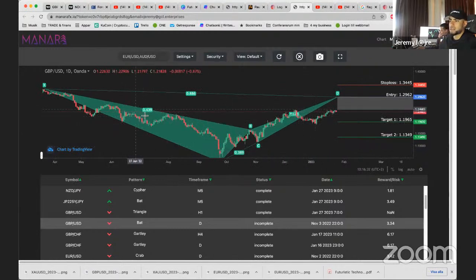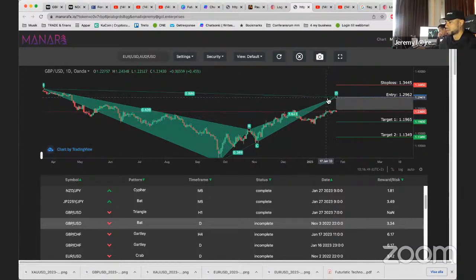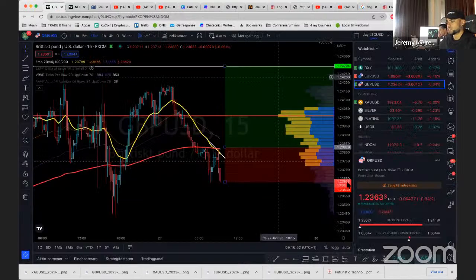And this is for you guys that don't know, this is our harmonic pattern. This is a harmonic bat pattern. We have different harmonic patterns: Gartley, crab, butterfly, and so on. This is a bat pattern, and we're looking for the market to come to the entry at 1.2975. And what would that put us on this chart?